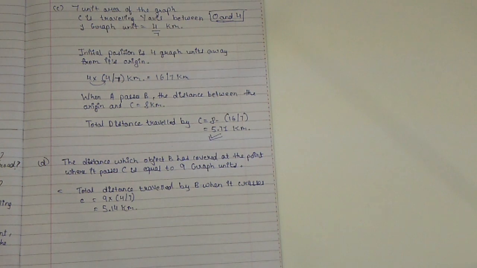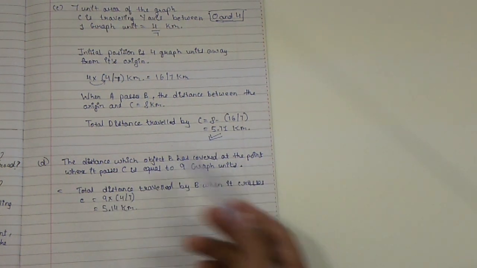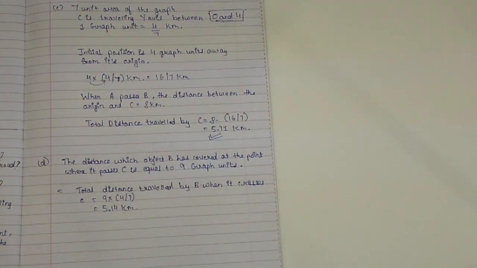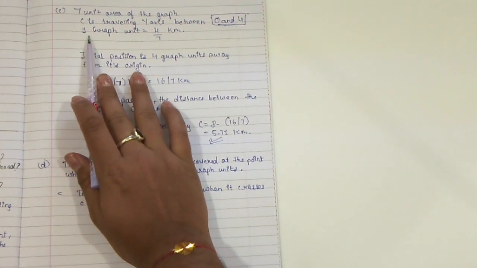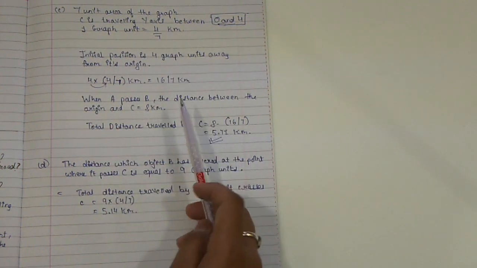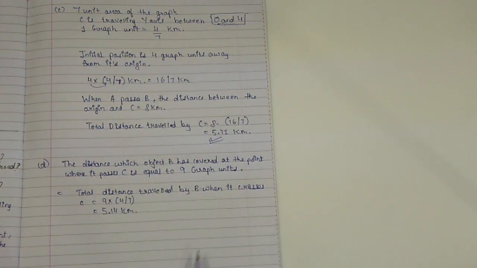It's very simple. We have to write the distance which object B has covered at the point where it passes C is equal to 9 graph units. Okay, and in the last question we saw that 1 graph unit is equal to 4 upon 7 kilometer, and after that we put the 4 graph units and solved the question. We have to do just like that. Here 9 graph units are given, so 9 into 4 by 7, which is 5.14 kilometer.